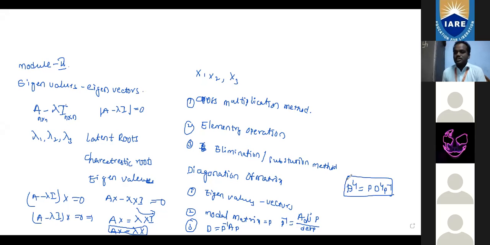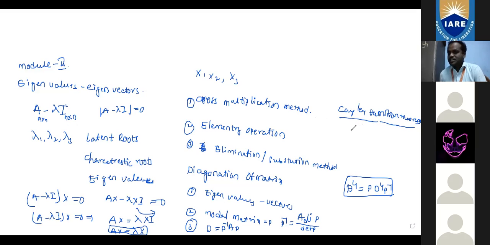So find their multiplication, and you get the diagonalization of the matrices. So this is one method, and the next method is the Cayley-Hamilton theorem. You know that the Cayley-Hamilton theorem means that if any square matrix satisfies its own characteristic equation, it is called the Cayley-Hamilton theorem.